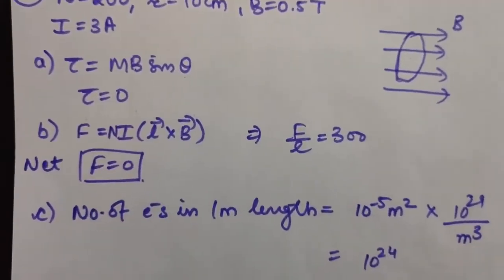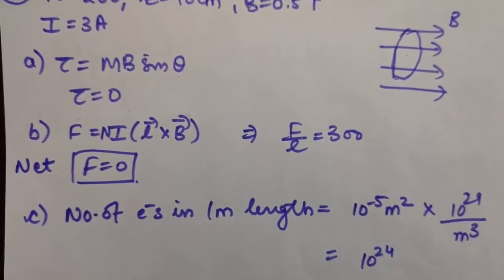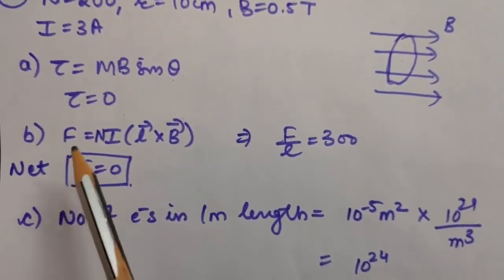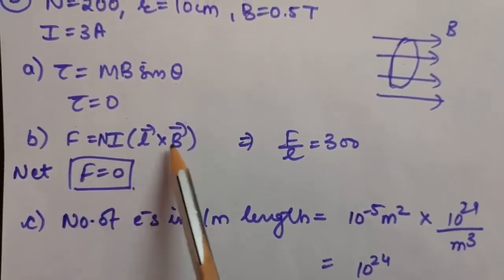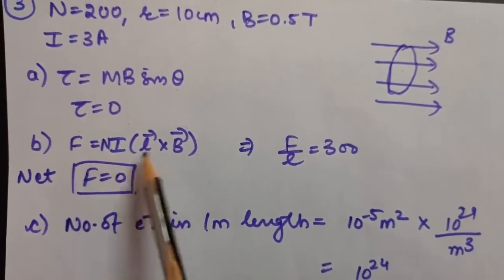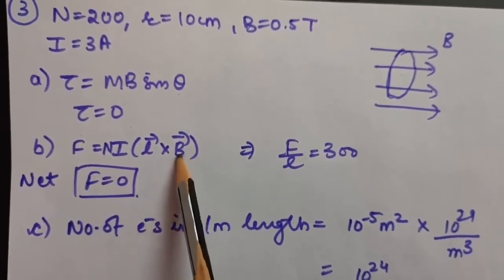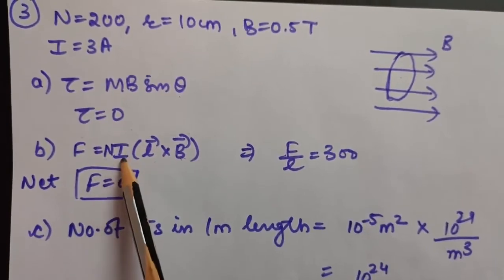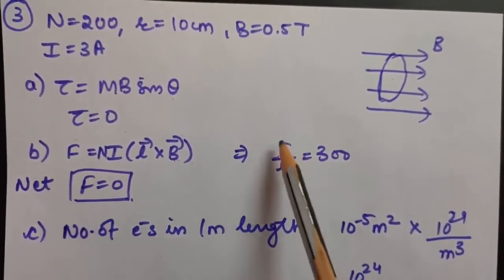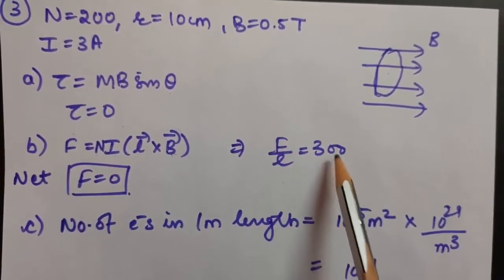Second part says, what is the total force on the coil? Okay, so as you know, the formula of the force is N I L cross B, where N is the number of turns. From here, you know B, you know I, and you know L. So we can calculate the force per unit length, that will come to be 300 from here.